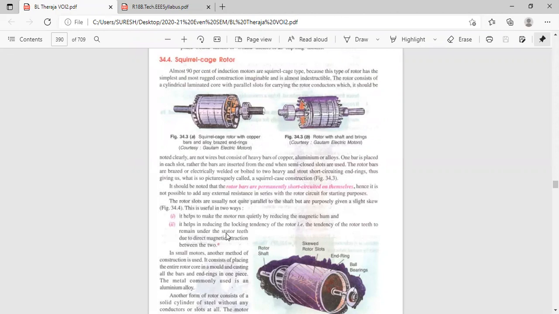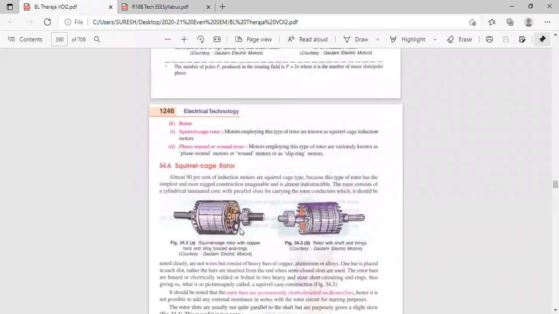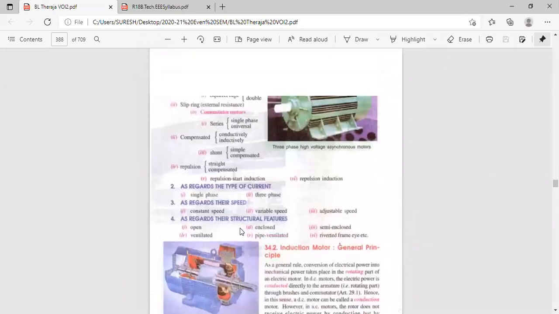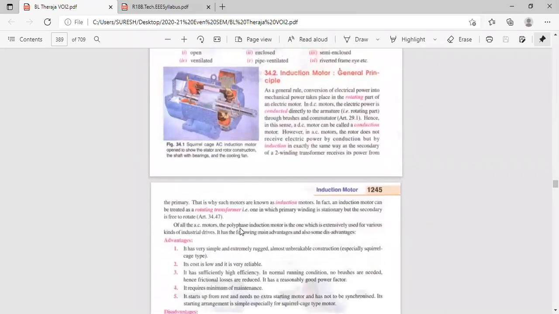Another reason is to reduce the locking tendency between the rotor teeth and stator teeth. So these two reasons you write in the exam for 2 marks. Why are rotor bars given a slight skew in the squirrel cage rotor? This is about construction. Then I have also told you why the induction motor is called a rotating transformer. Anyone? Why is the induction motor called a rotating transformer? It is asked for 2 marks.